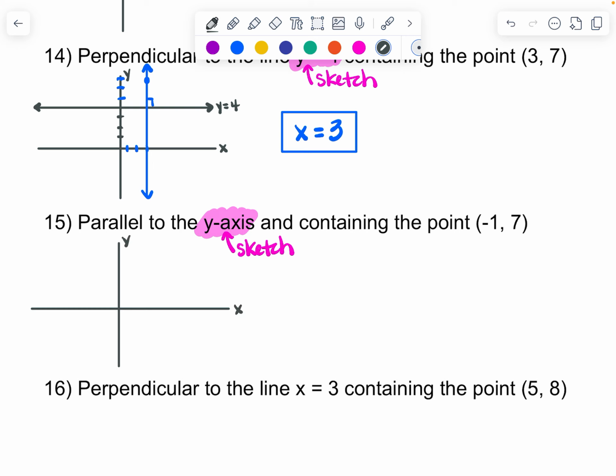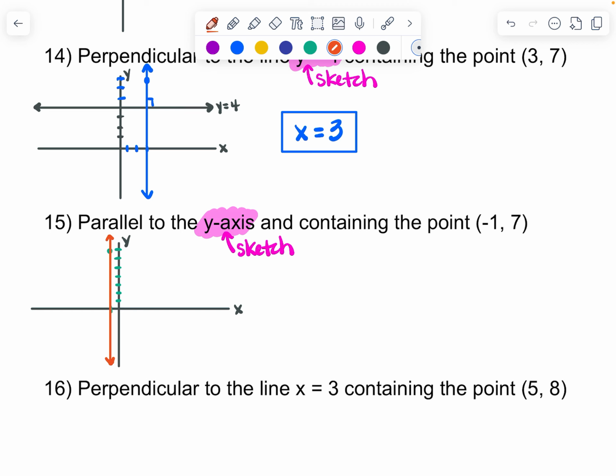All right, we have to be containing the point -1, 7. Okay, -1, 1, 2, 3, 4, 5, 6, 7. All right, so here's the point -1, 7 right there. And we want to be parallel to the y-axis. Well, here's the y-axis. So if I want to run parallel to the y-axis, then I need to be a vertical line.